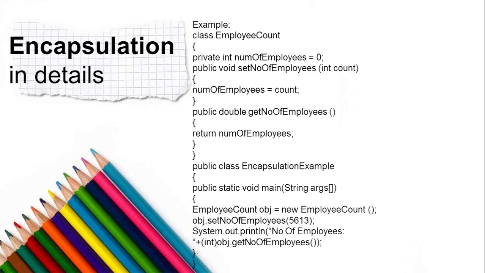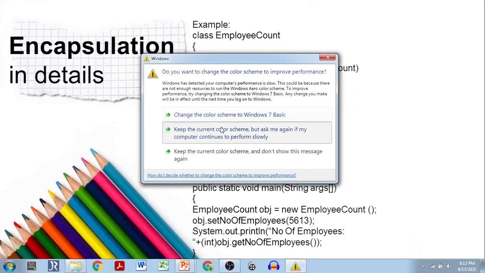Now we can see a little example of encapsulation. See, this particular class we have defined. In this class, we are providing an integer number of employees equal to 0, and we are providing a method. The method is a public void method, and the name of the method is set number of employees. It takes one parameter, an integer count. This count is assigned to number of employees, which is initialized with the value 0. This number of employees integer variable is set as private. It cannot be accessed outside.